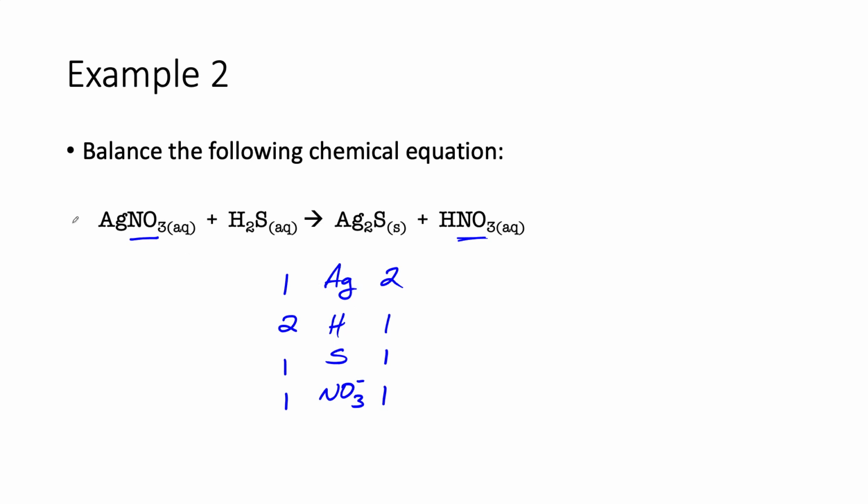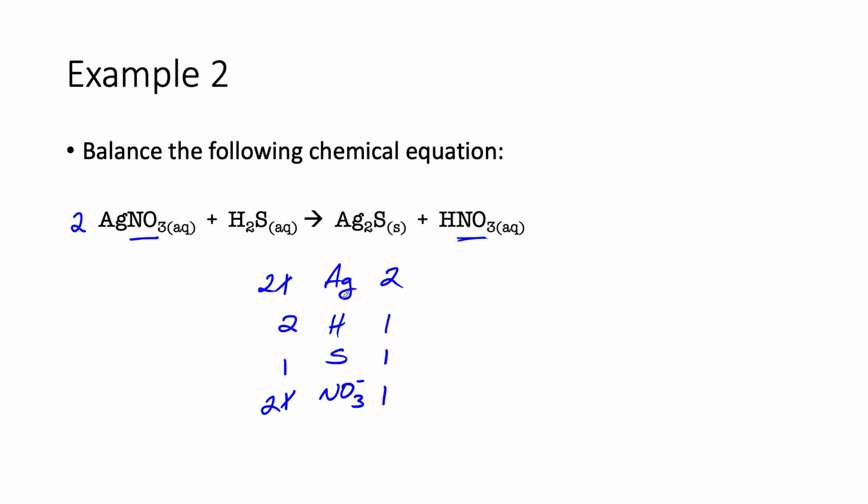So we need to balance the silver out. We need a total of 2 in front of the silver nitrate. We have 1 already. Now we need 2. So this becomes 2. And now we have 2 groups of NO3. All right. Sulfur is balanced. Don't have to worry about that.